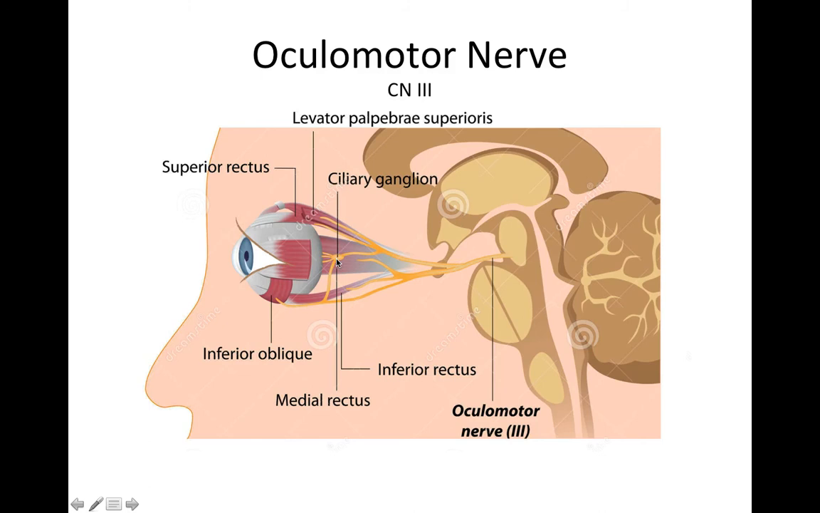And then the postganglionic parasympathetic fibers are going to travel by the short ciliary nerve, and these are what will contract the sphincter pupillae and the ciliary musculature. This is what allows accommodation, convergence movement, and pupil constriction for the eye.